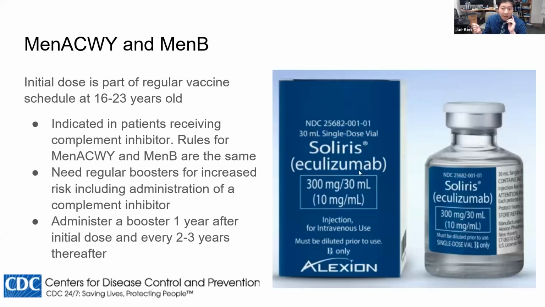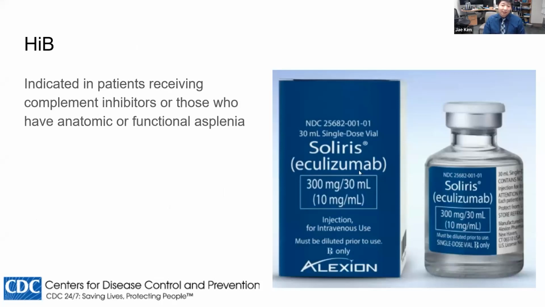And it's indicated, again, for patients who are going to receive a complement inhibitor. And rules for both vaccines are the same. They need regular boosters for increased risk, including administration of eculizumab: administer a booster 1 year after the initial dose and every 2 to 3 years thereafter. Hib is indicated in patients who are getting complement inhibitors or who have asplenia. Pretty simple for that one.